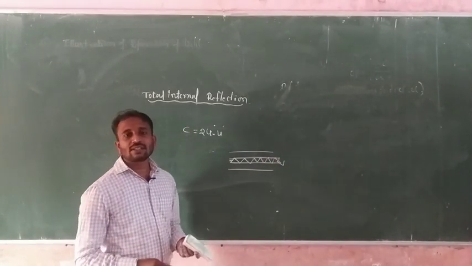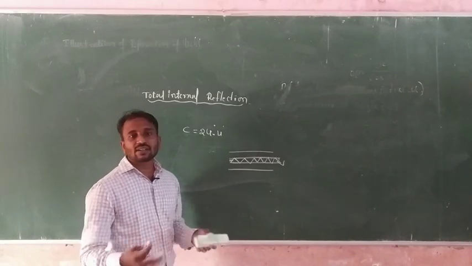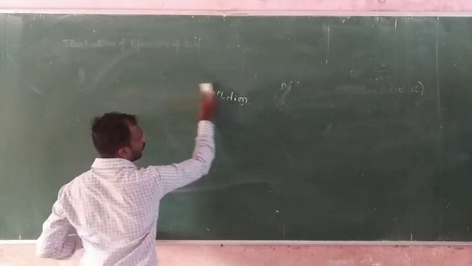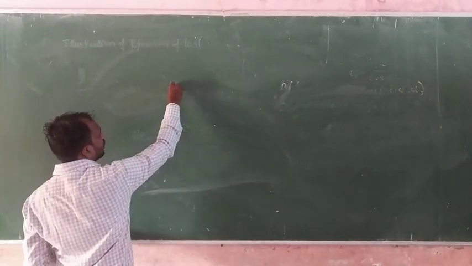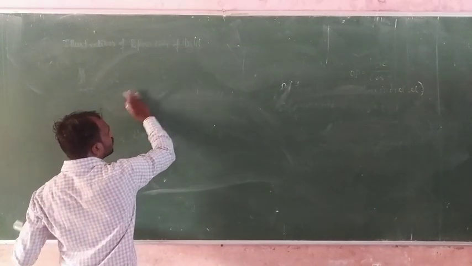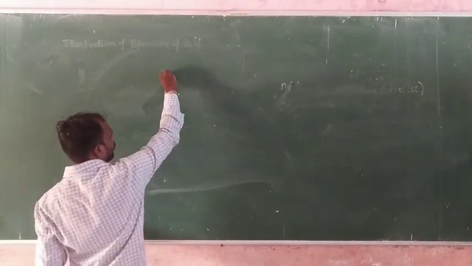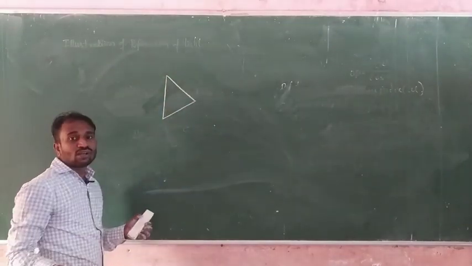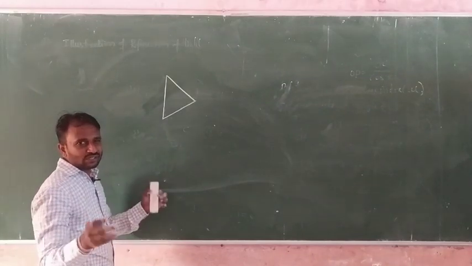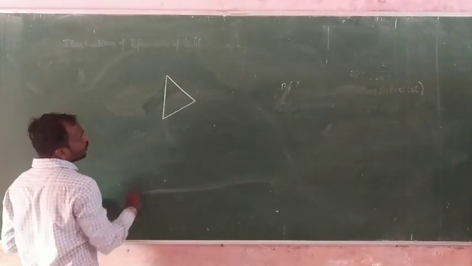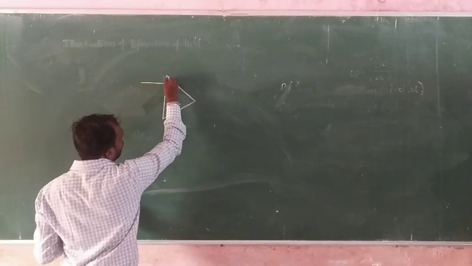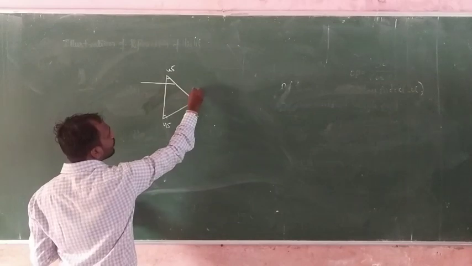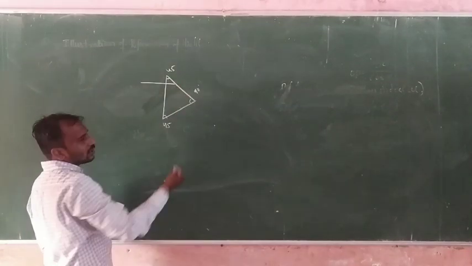Another one is the total internal reflecting prism. Suppose here we consider a prism with its base. The other two are the refracting surfaces. This angle is 45 degrees, this angle is also 45 degrees, and this one is 90 degrees, so in total it is 180 degrees.